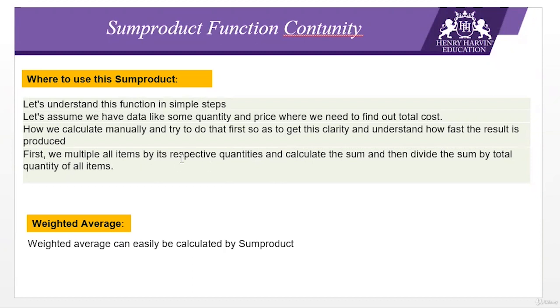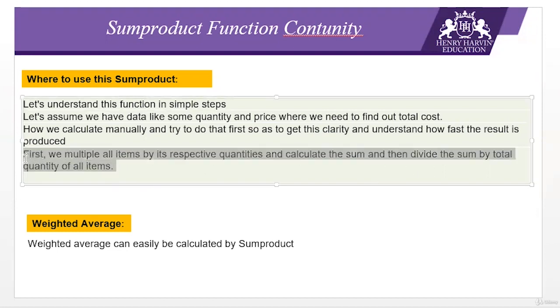First, we multiply all items by their respective quantities. There is one example given of how we calculate manually, and try to do that first so as to get more clarity and understand how fast the result is produced. You can see we have the item, quantity and value. So we have to multiply. We multiply all items by their respective quantities and calculate the sum, and then divide the sum by the total quantity of all items. This is called SUMPRODUCT, or maybe this is called weighted average.